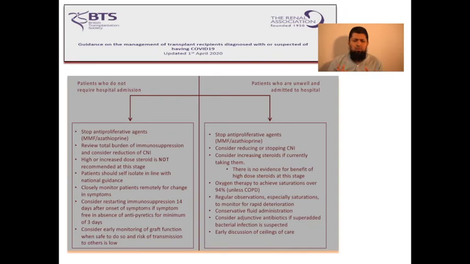For patients who do not require hospital admission according to the British policy, they will stop the anti-proliferative agents, MMF and AZA, review the total burden of immunosuppression, and consider reduction of CNI. For those who are unwell and admitted to the hospital, they will stop the anti-proliferative agents, consider reducing or stopping the CNI, and consider increasing steroids if currently taking them. There is no evidence for benefit of high dose steroids at this stage. The sepsis campaign guidelines recommend giving hydrocortisone at a dose of 200 mg per day.